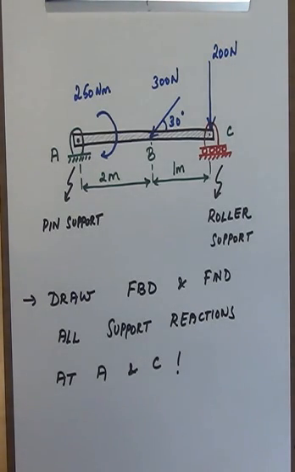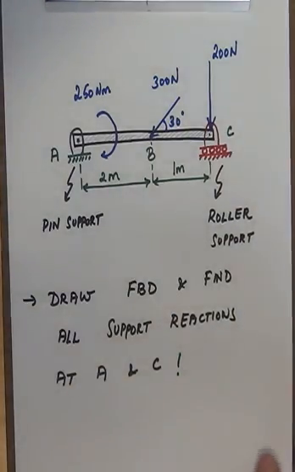Alright, towards finding the support reactions, we first need to draw the free body diagram. And before we draw the free body diagram, let us very briefly review what a pin does, or how a pin constrains a rigid body, and then how a roller constrains a rigid body. And then based on that, we can draw the free body diagrams.